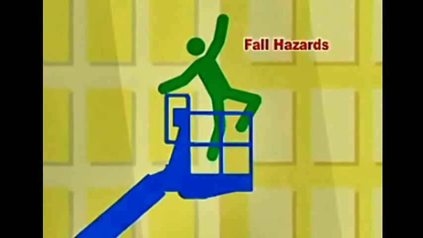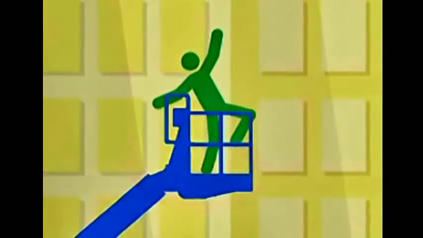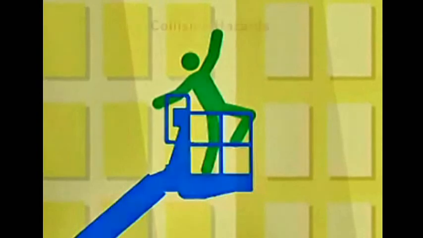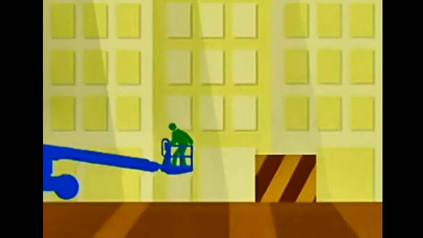To avoid falling, don't sit, stand, or climb on the platform guardrails. Be sure to always lower the platform entry mid-rail or close the gate before operating. To avoid collisions, you should be aware of how and where the machine is moving. You must first perform a workplace inspection and identify and avoid ground and overhead obstructions.